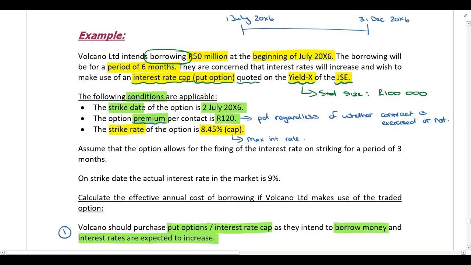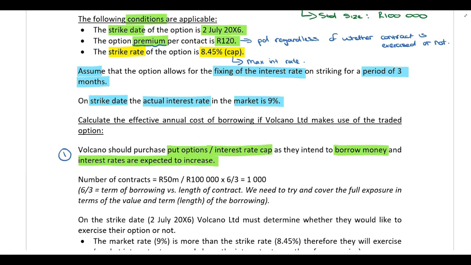And you then need to assume that the option allows for fixing the interest rate for a period of 3 months. And on the strike date, the actual interest rate in the market is 9%. In terms of the required, we need to calculate the effective annual cost of borrowing if they make use of the traded option.